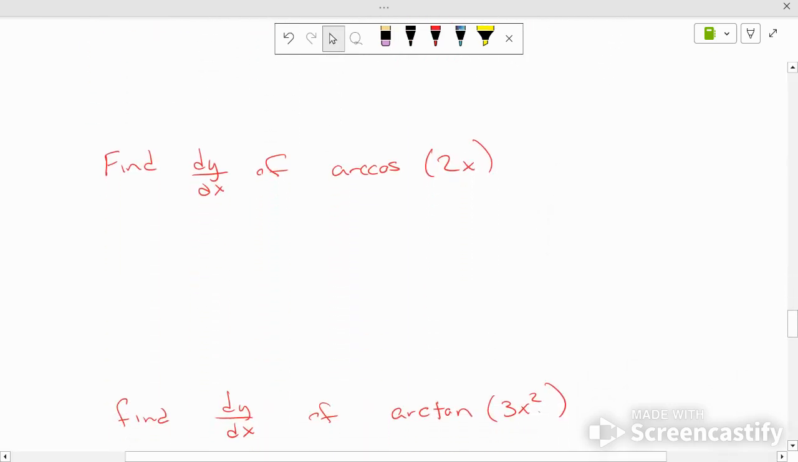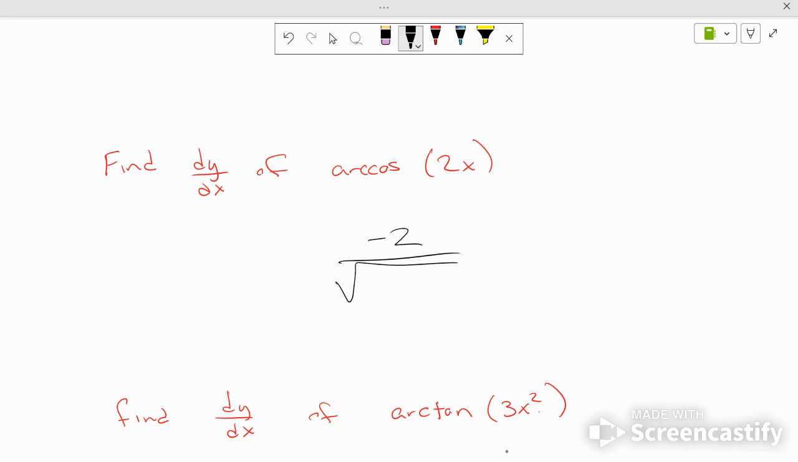How about we do the arc cosine of 2x? What's the only difference between arc sine and arc cosine? The top is negative. So it's negative du. What's negative du of this? Negative 2 over square root of 1 minus 4x squared, because it's 2x squared, which is 4x squared.